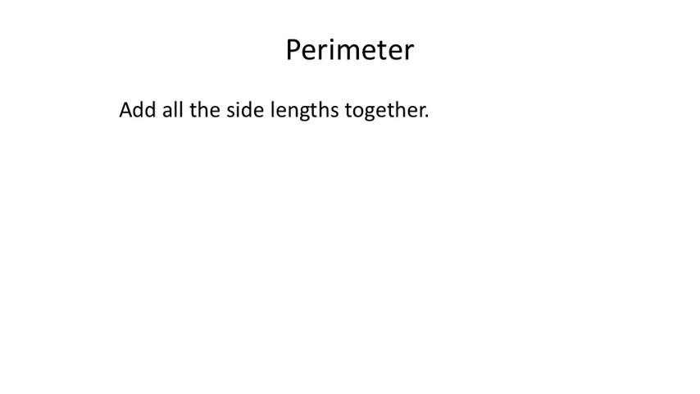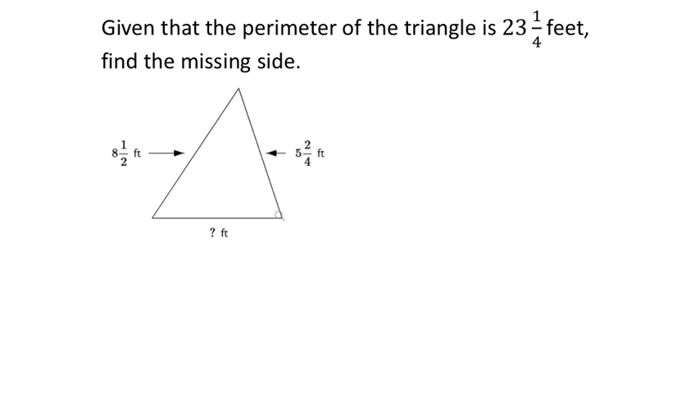So perimeter, just add all the side lengths together. So we've seen this already with triangles and rectangles in, geez, I think it was model 2. I guess it's more of an equation thing, kind of. Okay, so this one, it says, we've given you a perimeter of this triangle, which is 23 1/4 feet. Notice it's not feet squared, because that's area. Perimeter is just a regular length in feet in this case. And we're going to find the length of that missing side.